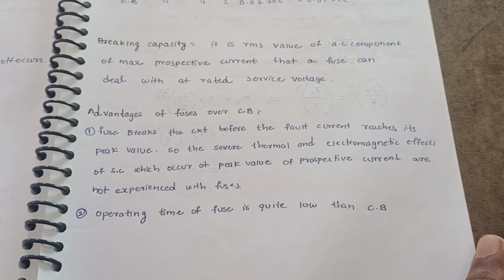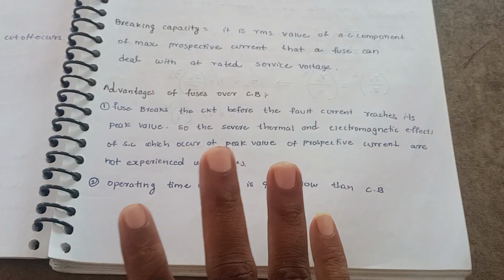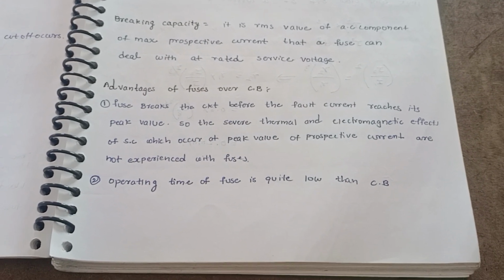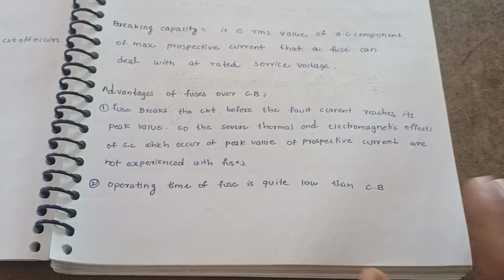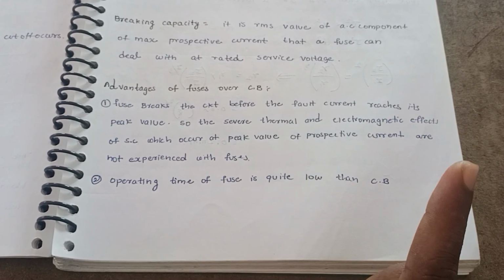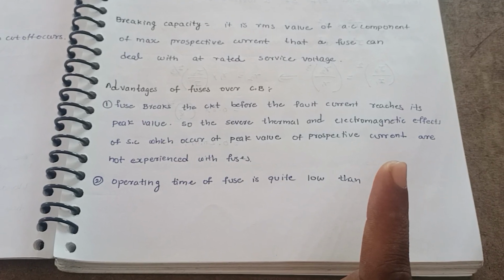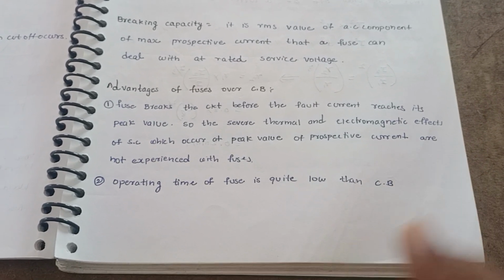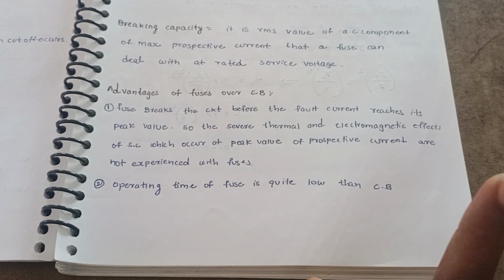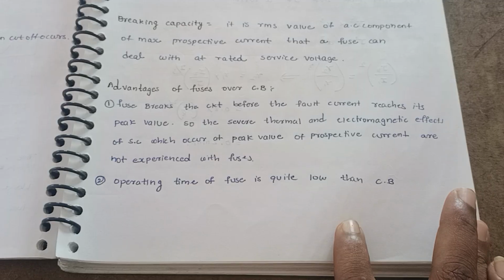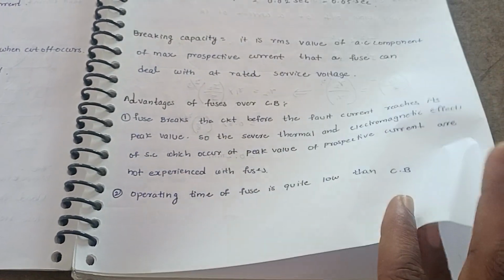Advantage of the fuse over the CB: do you know that advantage? It has less operating time. It is one of the best advantages. Fuse does not need any relay. The fuse can break the circuit much faster than the circuit breaker.